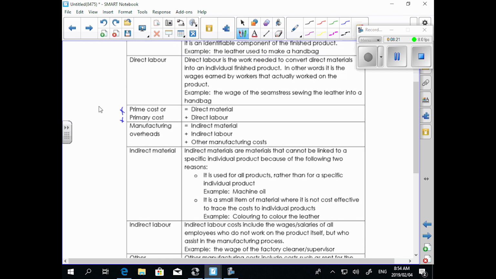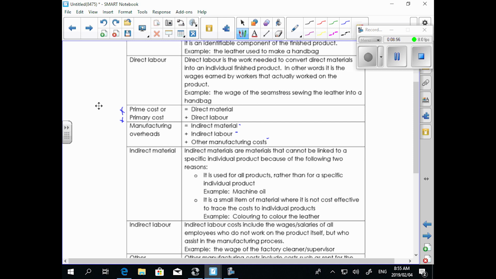Your manufacturing overheads is your indirect material, plus your indirect labor, plus your other manufacturing costs. So we're getting into what these are now, but your indirect material, like I said, we can't go and say how much dye we use to color the leather or how much cotton we use to sew the bag together. So that is going to be your indirect material. So indirect materials are materials that cannot be linked to a specific individual product because of the following two reasons. So we know that we're going to use 10 liters of dye for this last batch of handbags that we made, but we don't know how much was specific to each one.